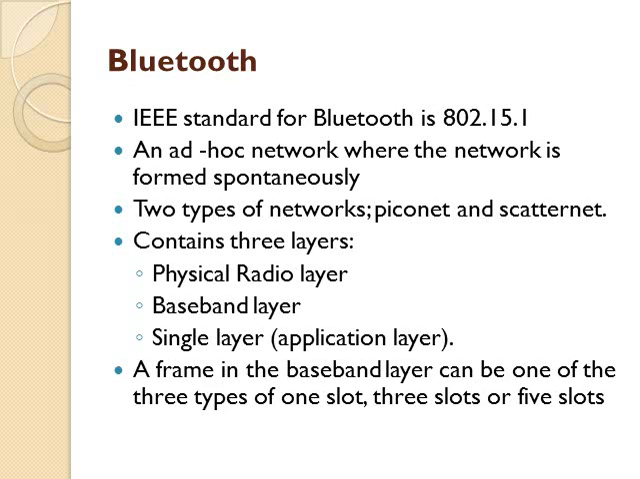Bluetooth contains 3 layers: physical radio layer, baseband layer and the L2CAP layer, which is also known as the application layer. And the frame in the baseband layer can be one of 3 types: 1 slot, 3 slots or 5 slots, containing fields such as access code and header.